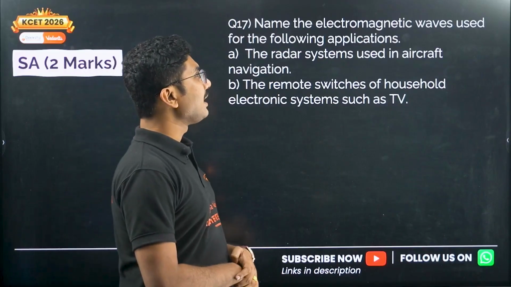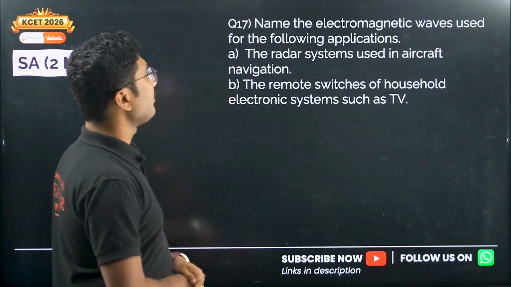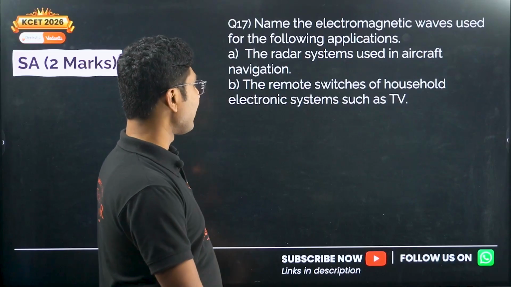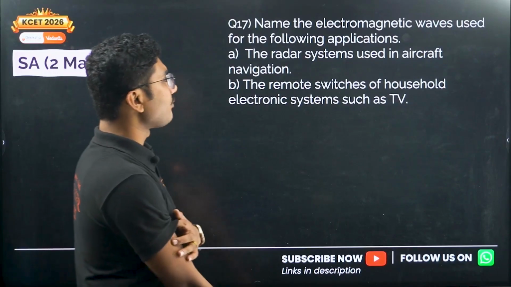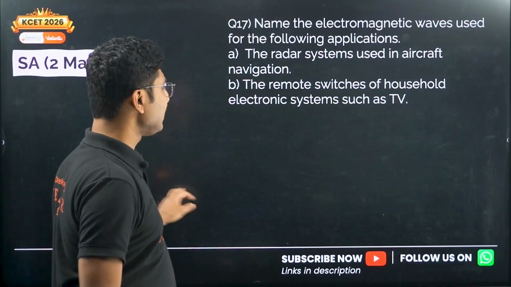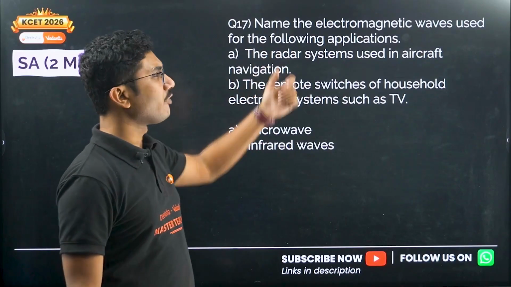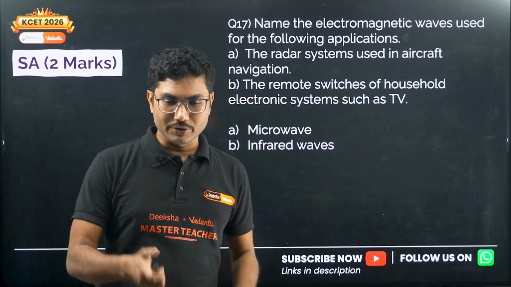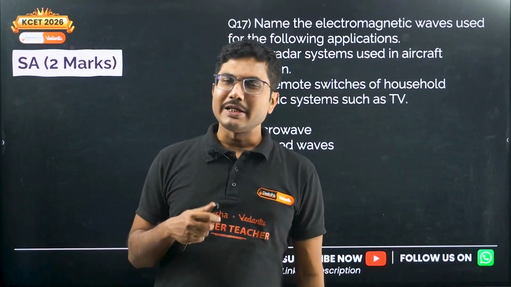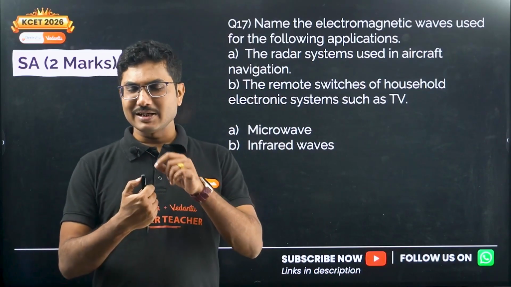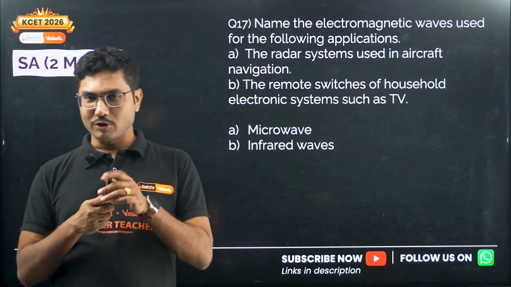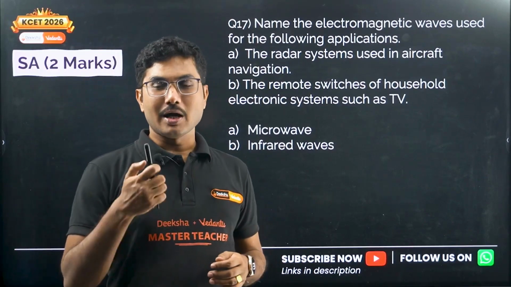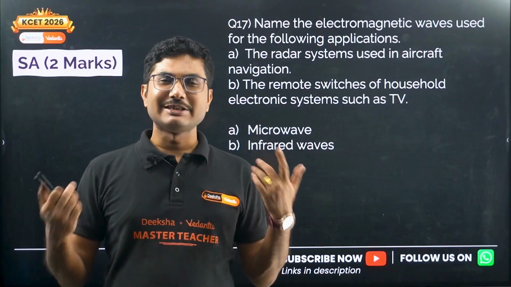Next, name the electromagnetic waves used for the following applications: the radar system used in aircraft navigation, and the remote switches of household electronic systems such as TV. So microwave is used for radar systems and infrared rays are used in your TV remote. If you see your TV remote, normally you will not see anything. There is still an LED light fixed on top of your remote control, but when you press it, you do not see anything because it is infrared.